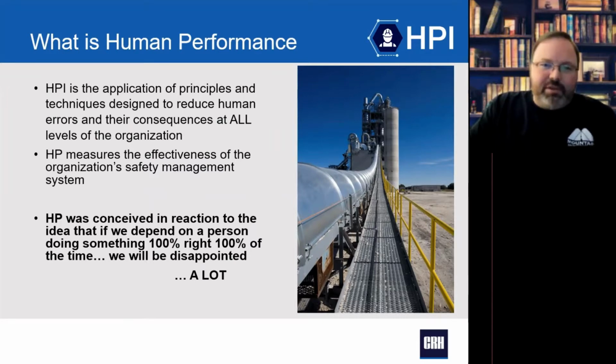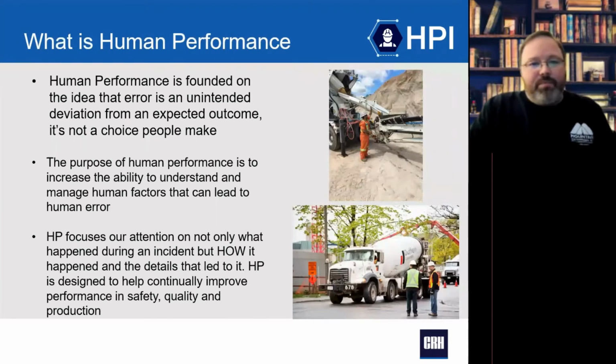So HP measures the effectiveness of the safety management system, and it was basically conceived in reaction to the idea that if we depend on people to do something right 100% of the time, we're going to be set up for disappointment, a lot of disappointment. So human performance is founded on the idea that error is just unintended. Nobody sets out that day to have an error that's going to result in an accident or incident.